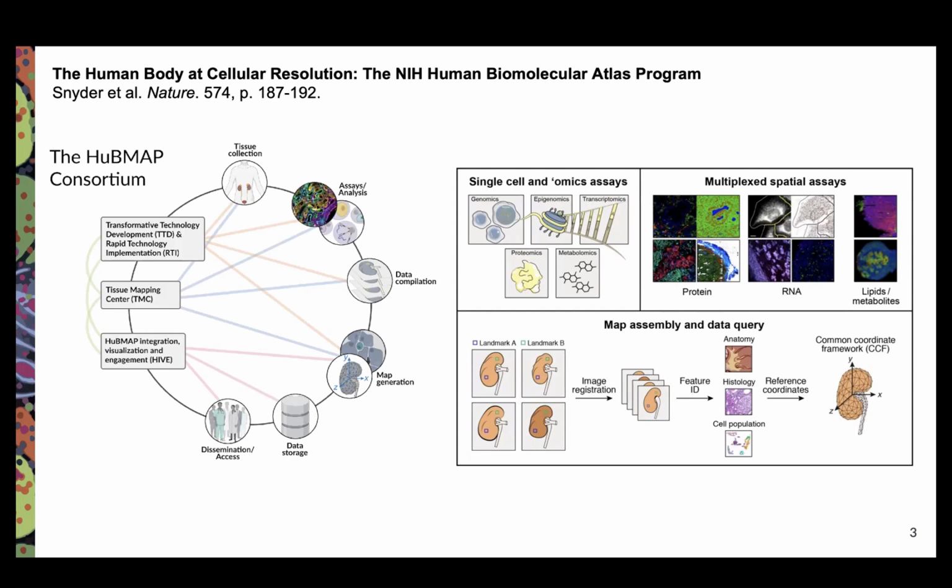So together, it's a pretty wide range of technical expertise that is available within the consortium. Everything from folks that are focused on single cell analyses of various types, multiplexed imaging approaches, whether that's protein assays, RNA assays, or, as you'll see in some of our work later on, lipid and metabolite imaging using mass spectrometry, and then, of course, the necessary tools to bring all that together to assemble maps, to build atlases, and make connections across the spatial domain using things like common coordinate frameworks.